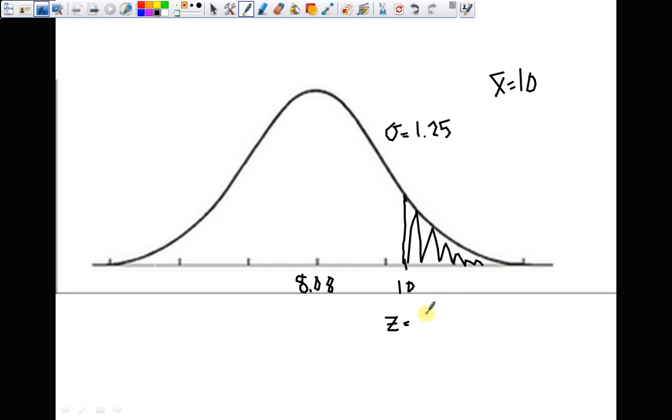So our z-score is 10 minus 8.08, divided by 1.25. So we're going to use the calculator to get the z-score. We're also going to use the calculator to determine this probability using our normal CDF. Okay, and what we call this probability is a p-value.